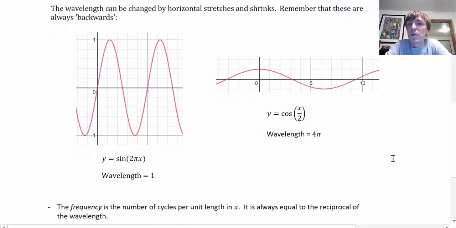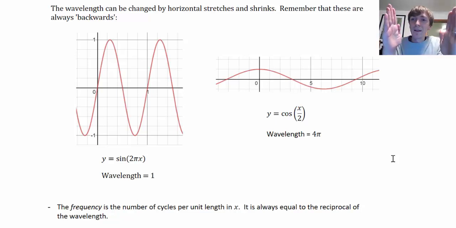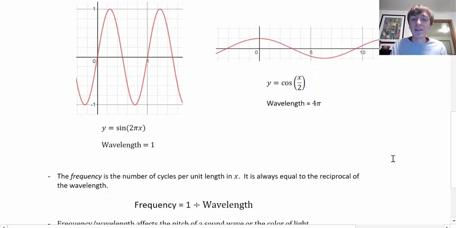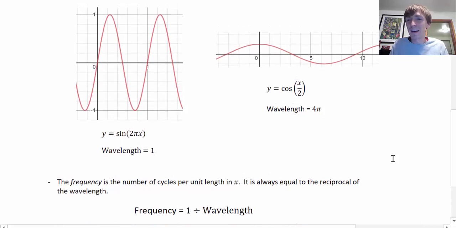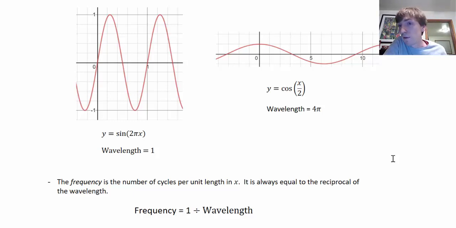So wavelength is very closely related to frequency. Frequency is the number of cycles per unit length. Okay. So it has to do with how many cycles fit in one length this way. And it's not hard to think about it. The longer the wavelength gets, the smaller the frequency is going to get, because if you have longer wavelengths, you're not going to be able to fit as many of them in the same distance. So they have this inverse relationship. And in fact, the frequency is always equal to 1 divided by the wavelength, or 1 over the wavelength.